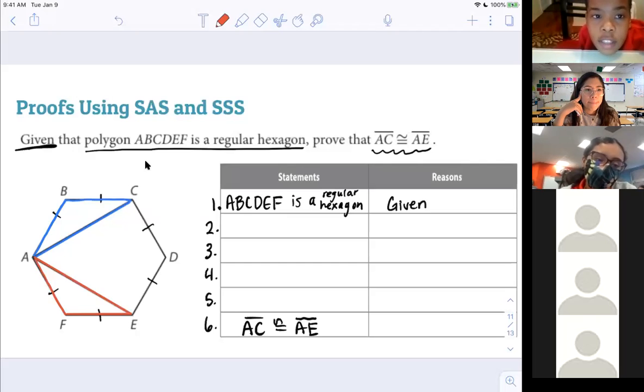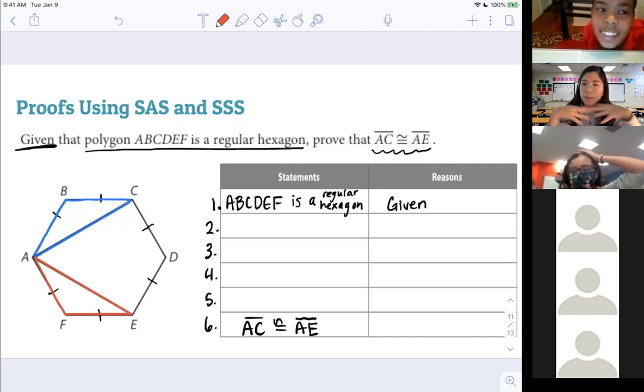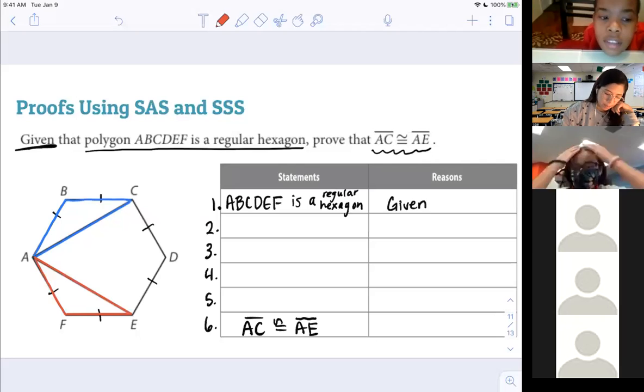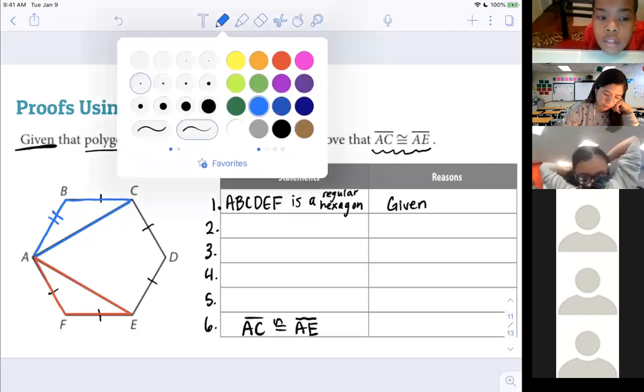SSS. SSS or SAS. AAA. SSS. That's a reason, not a statement. Somebody give me a statement. Give me 2 sides that are congruent to each other. Side AB is congruent to side EF. So AB, you said AB, right? Yeah. All right, so AB is congruent to, what did you say?